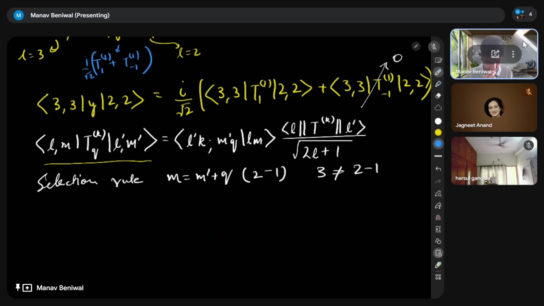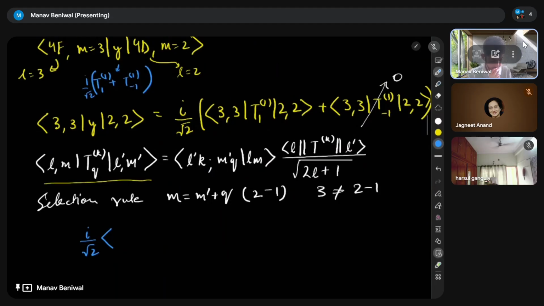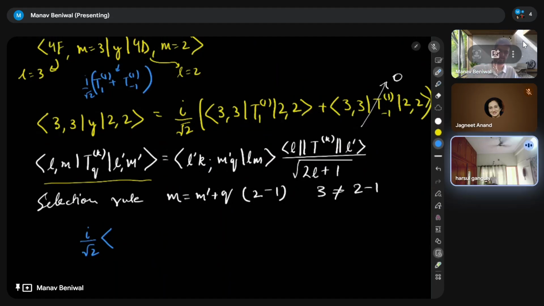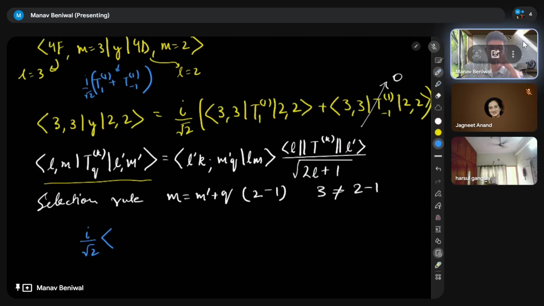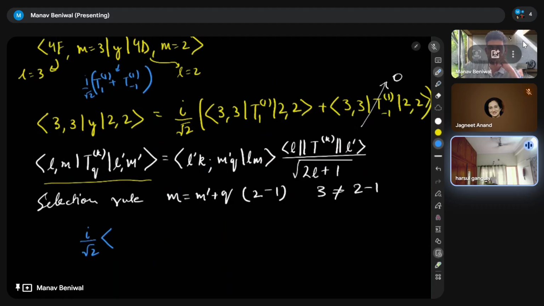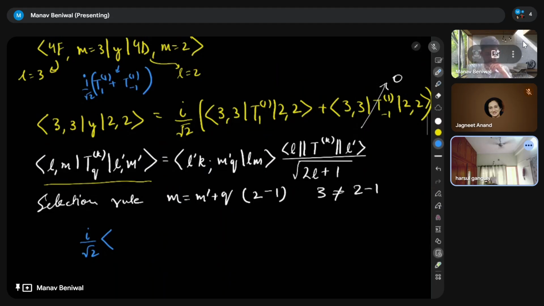So we can write this first term as iota by root 2, and then this thing. So here L prime is... Sir, is y 1 or iota over there? Sorry, y equal to 1 by root 2 t1 of 1 plus t minus 1 of 1. Is it iota by root 2 or 1 by root 2? Iota, it is iota. Okay.